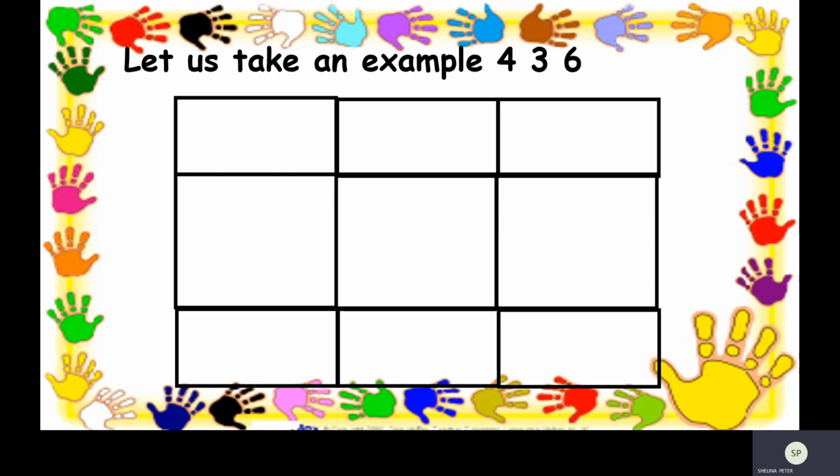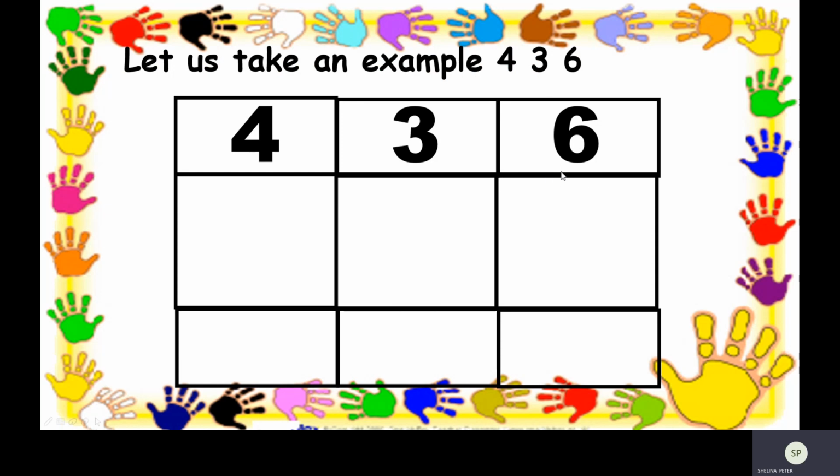Let us take an example. So now we have the number 436. First, let us write the number in the box. So we will start from the right side. 6, 3, 4. Now let us again represent these numbers using the blocks.